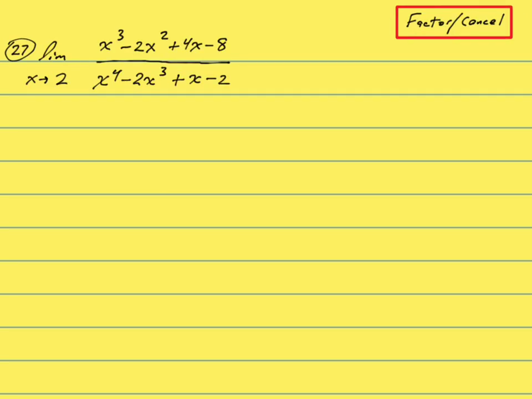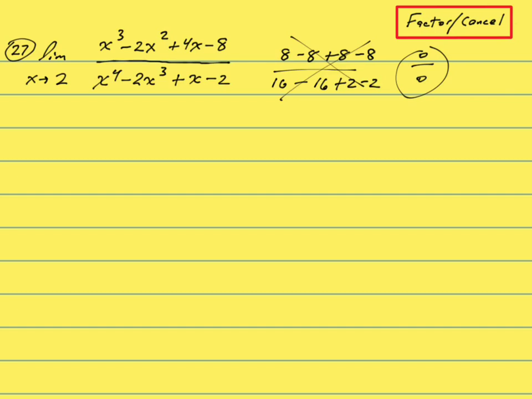This one factors, but it's more of a challenge. If you want to try and put 2 in, you get 8 minus 4 times 2, which is 8, plus 8 minus 8. So you get a 0 on top. On bottom, you'd have 16 minus 2 to the third, which is 8, times 2 is 16, plus 2 minus 2, also 0. So you do end up with 0 over 0. So you might try factoring it.